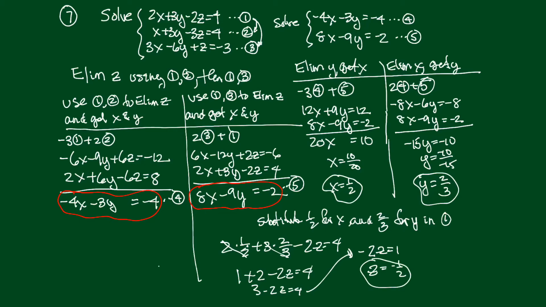All right, so let's summarize then. We have x equals 1/2, y equals 2/3, z equals negative 1/2.